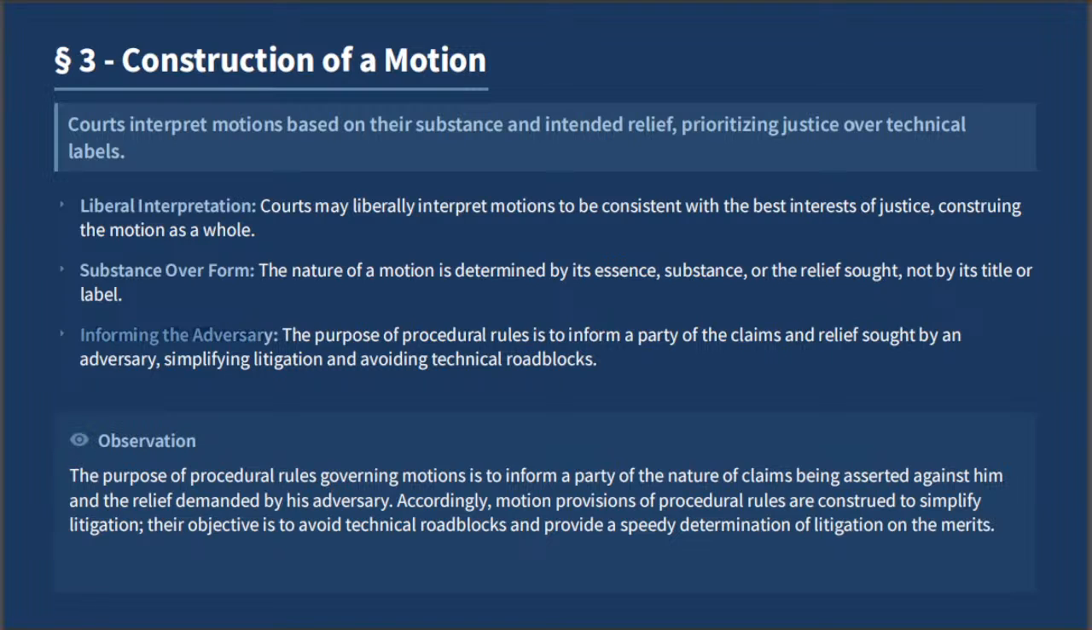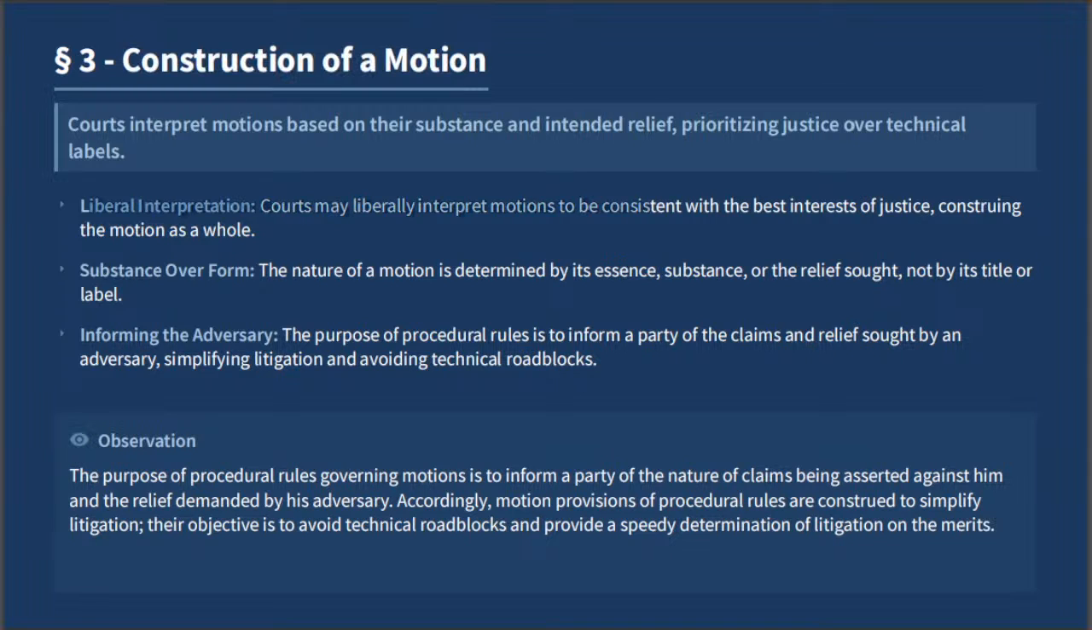And informing the adversary. The purpose of the procedural rules is to inform a party of the claims and relief sought by an adversary, simplifying litigation and avoiding technical roadblocks. So that's the construction of a motion. It should be looking at these factors here.